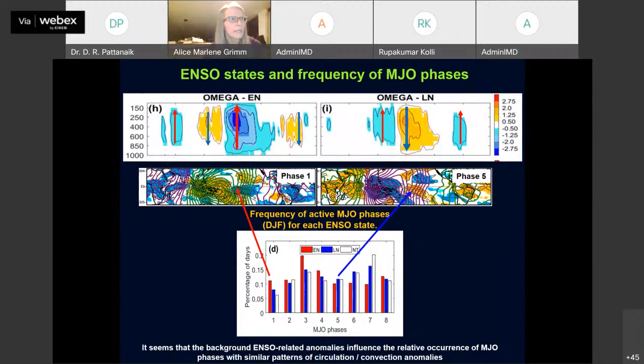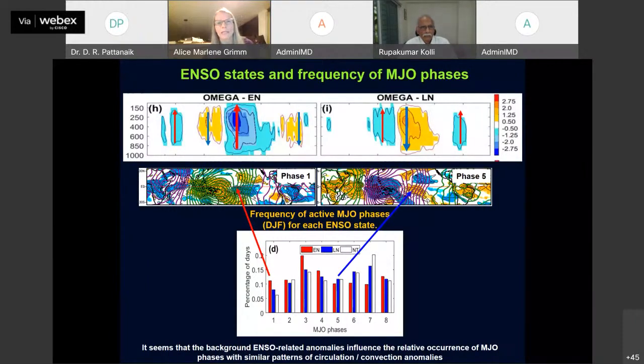It seems that the background ENSO-related anomalies influence the relative occurrence of MJO phases with similar patterns of circulation or convection anomalies. For instance, MJO phase one here on the left is relatively more frequent during El Niño and shares some common features with El Niño. For instance, suppressed convection over the equatorial Eastern Indian Ocean, Western Pacific and maritime continent here, while enhanced convection predominates over the equatorial Central Pacific, which is something that is observed here during El Niño.